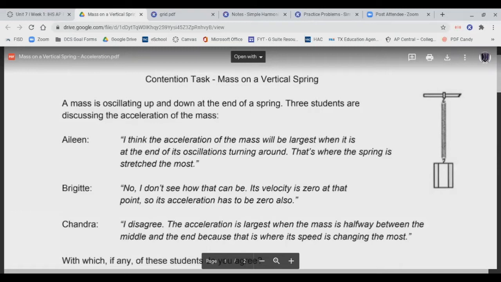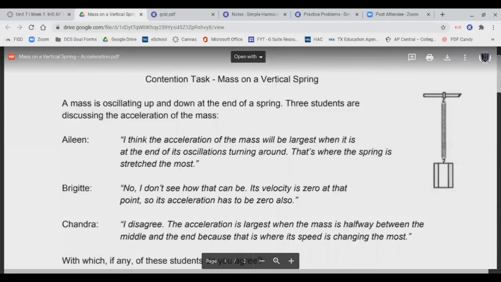Bridget says, no, I don't see how that can be. Its velocity is 0 at that point, so its acceleration has to also be 0. And then Chandra says, I disagree. The acceleration is largest when the mass is halfway between the middle and the end because that is where the speed is changing the most.